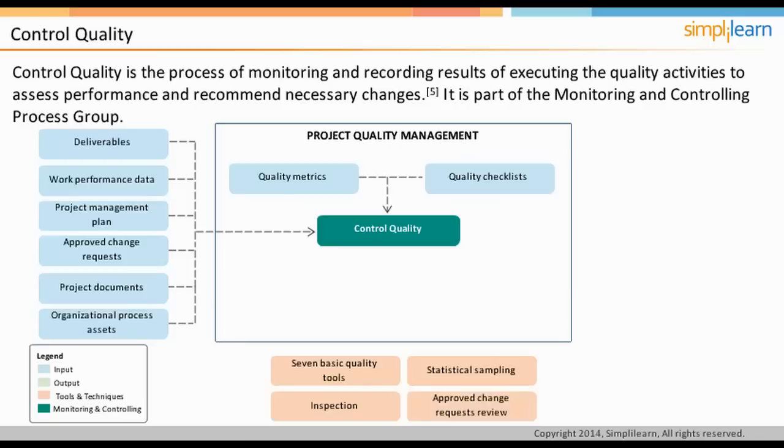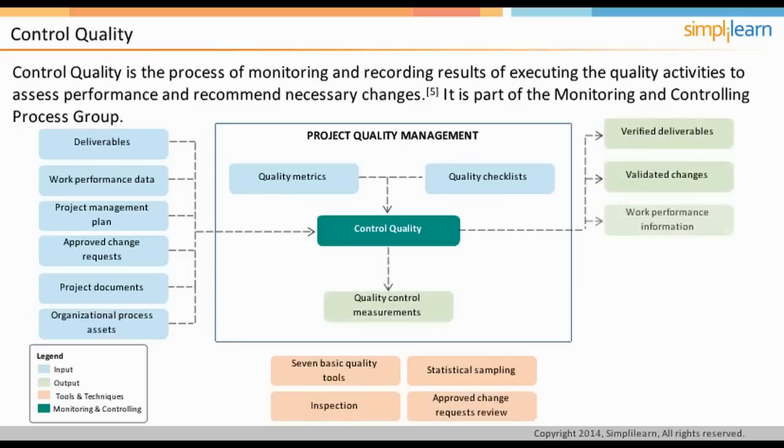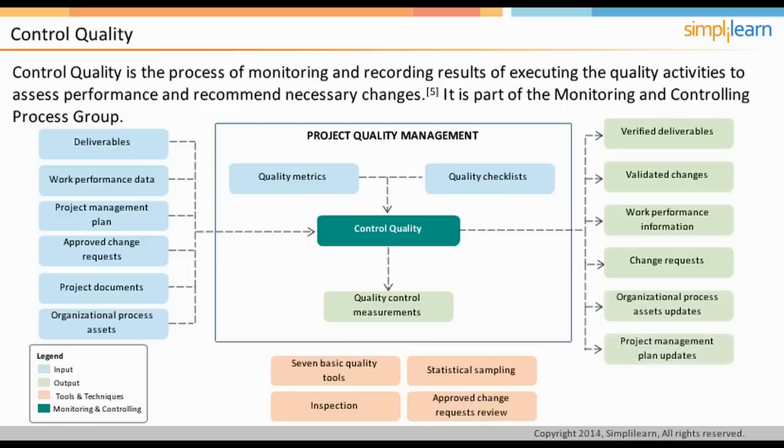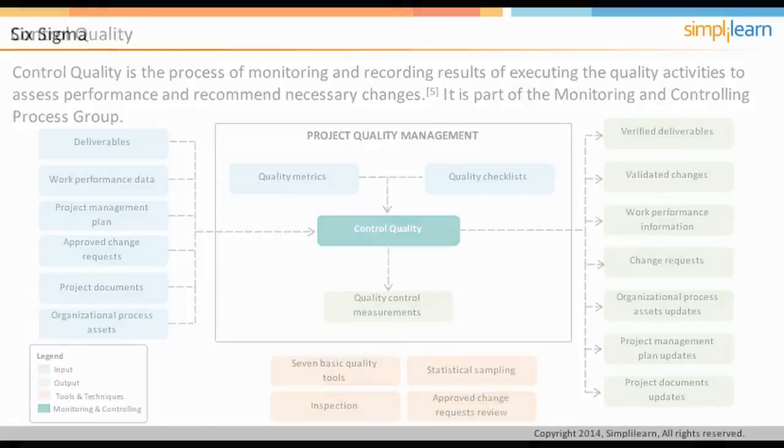Quality control activities result in quality control measurements, the verified deliverables, validated changes, information about the work being performed, recommended changes, and updates to the organizational process assets, project management plan, and other project documents. In the next screen, let us look into a business scenario to understand this concept better. After reading the problem statement, click the Solution button to look at a possible answer.